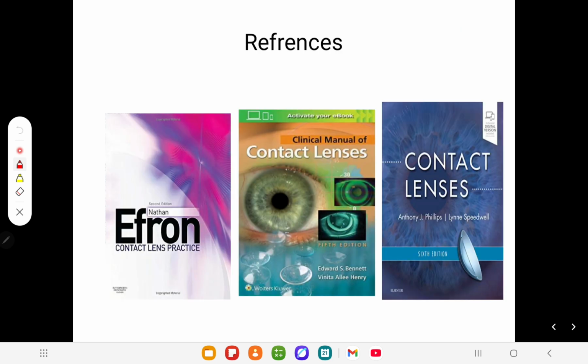Okay, now I have finished the soft contact lens materials. These are my three best books. I always love these books. Efron, Edward S. Bennett's Clinical Manual of Contact Lens, and Contact Lenses by Phillips and Speedwell. These are great books. I think no optometrist should avoid these three. They must read all three books for contact lenses. Okay, so that's it.